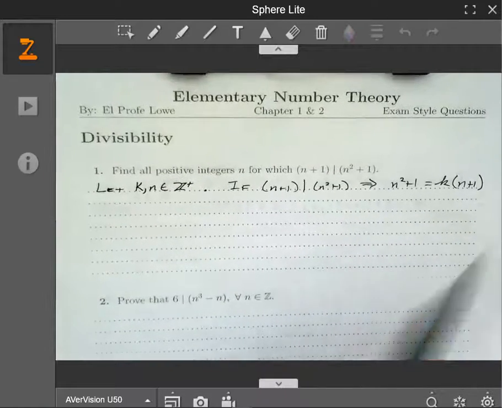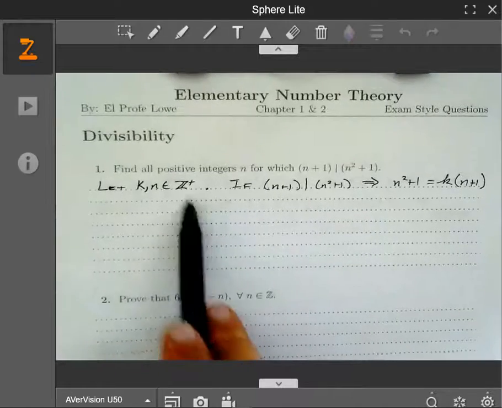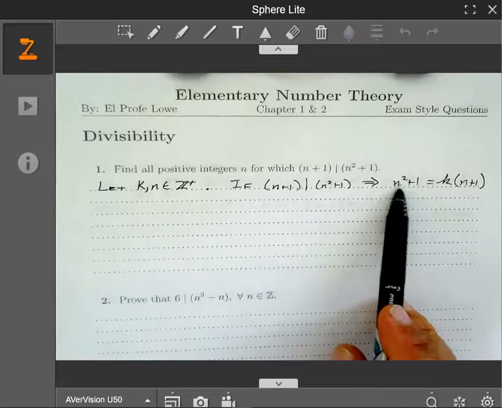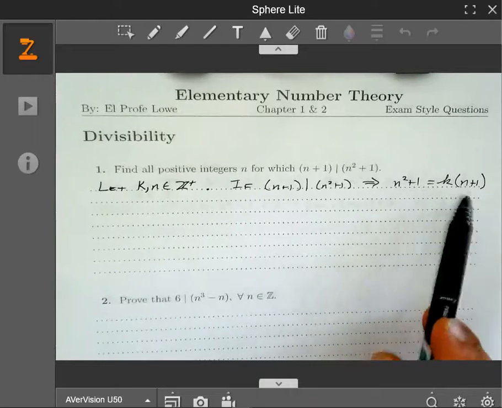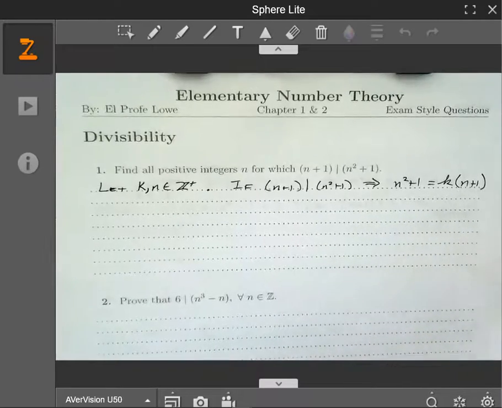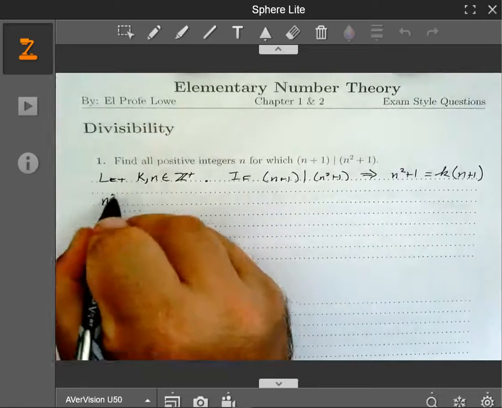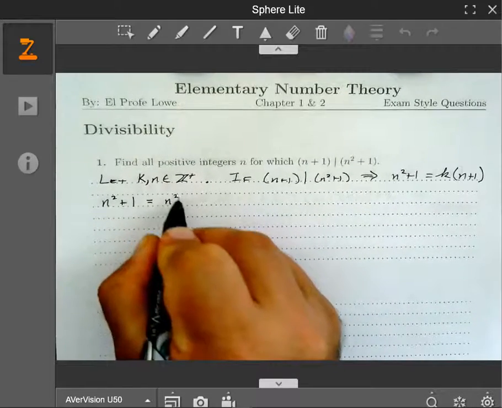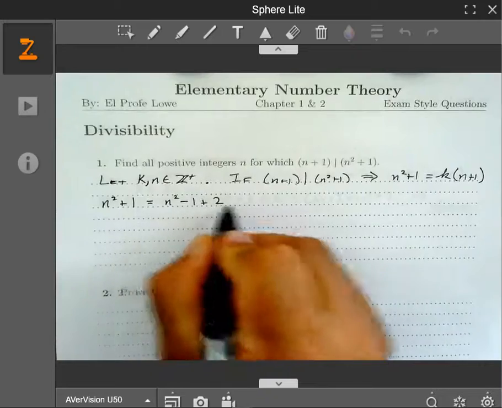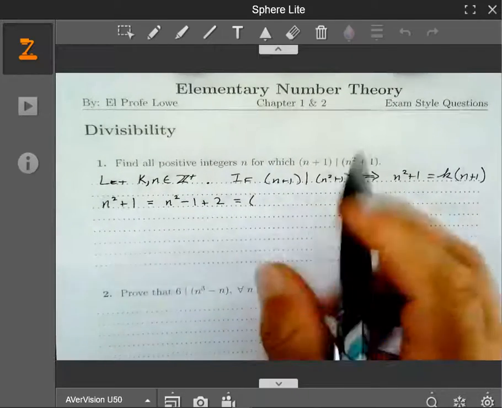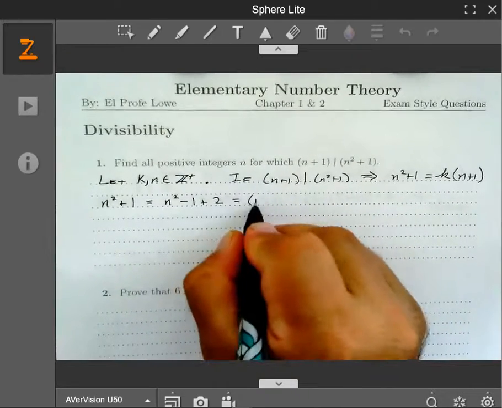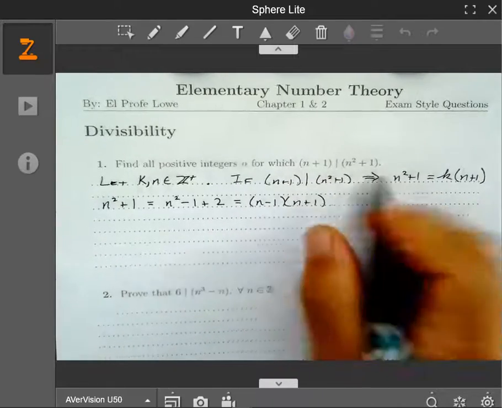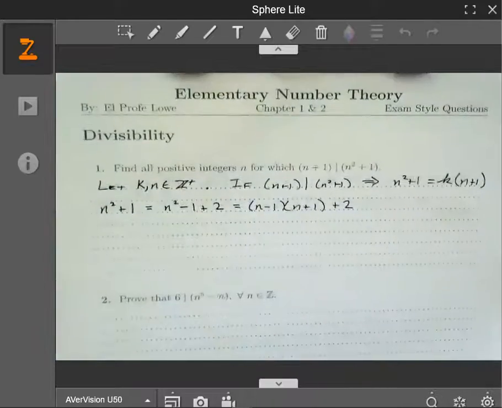Now, our next step involves trying to think of how we could write n squared plus 1 to have a factor of n plus 1. And so here's what we can do. We can say n squared plus 1 is equal to n squared minus 1 plus 2, which, using a difference of squares, can be factored as n minus 1 times n plus 1, plus 2.